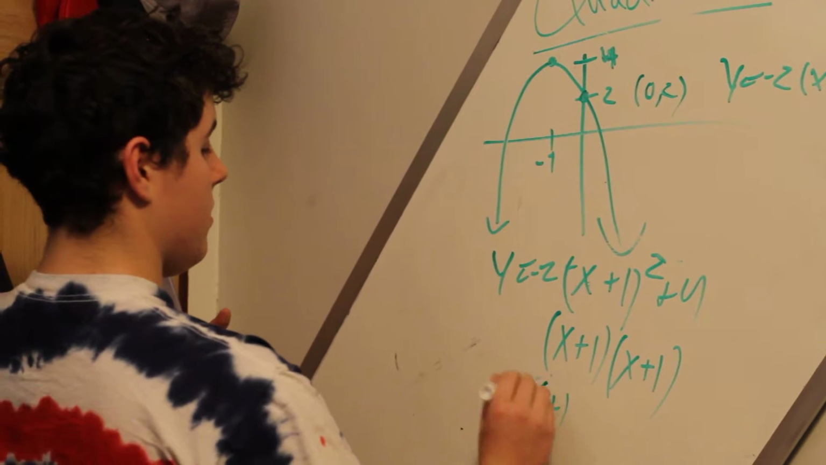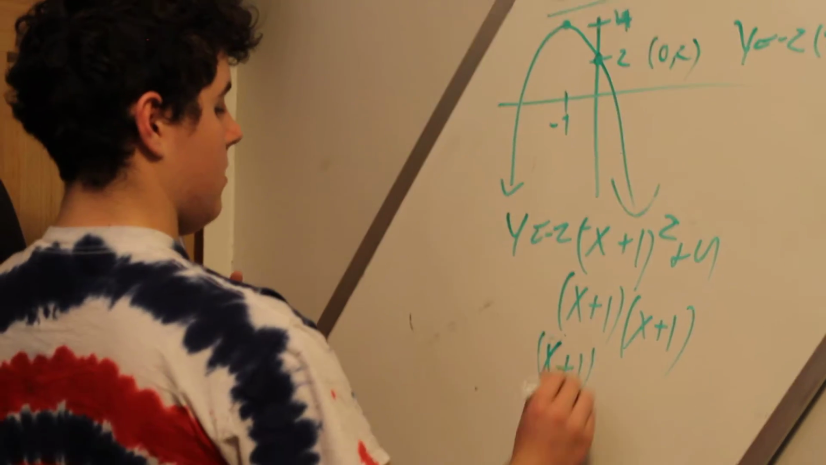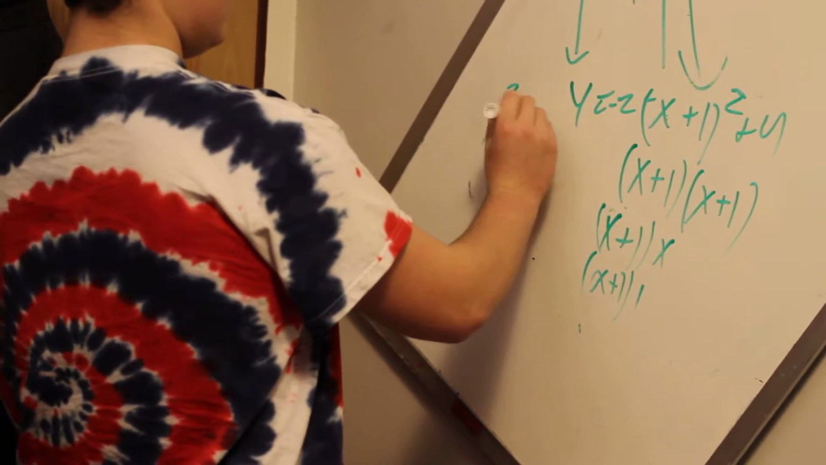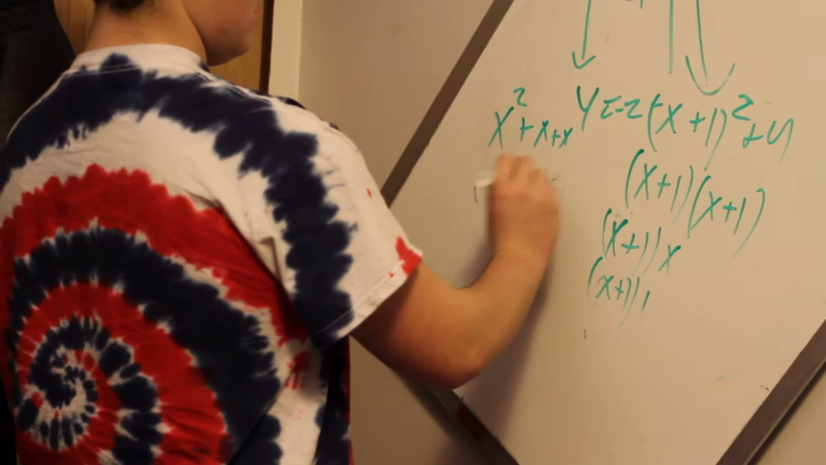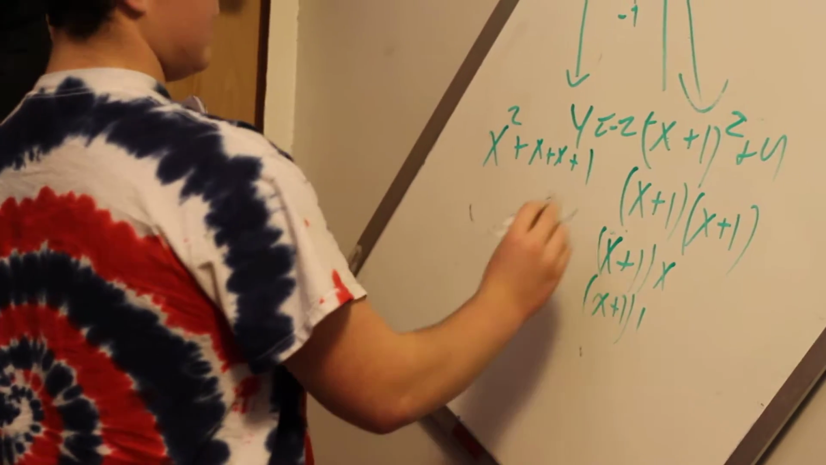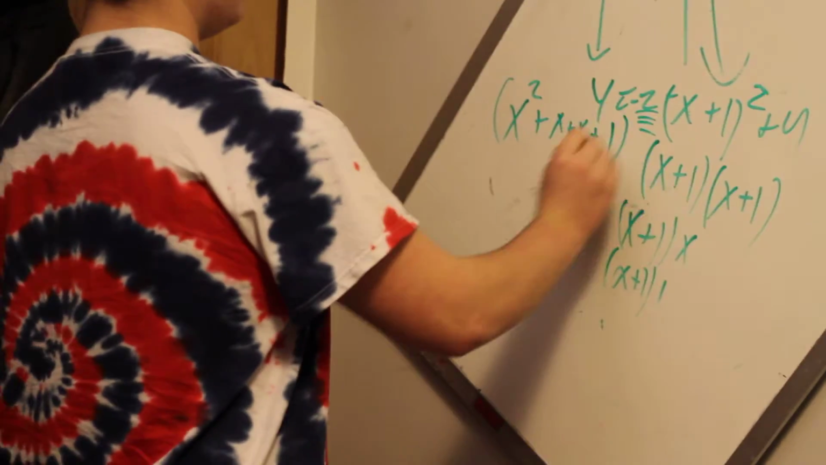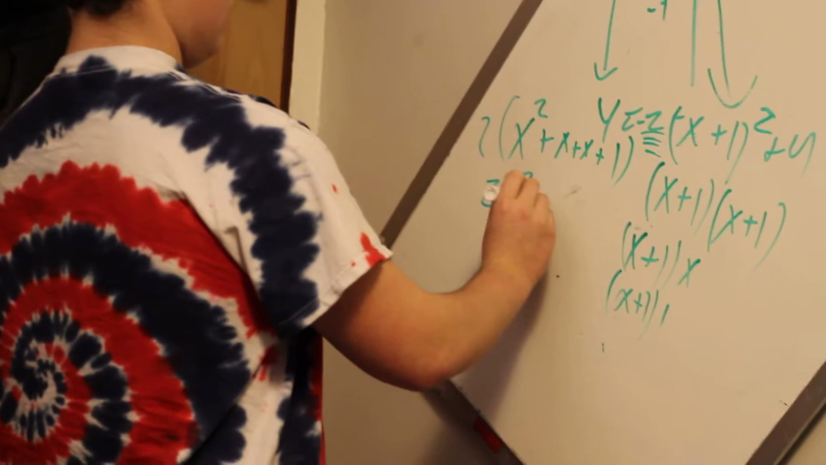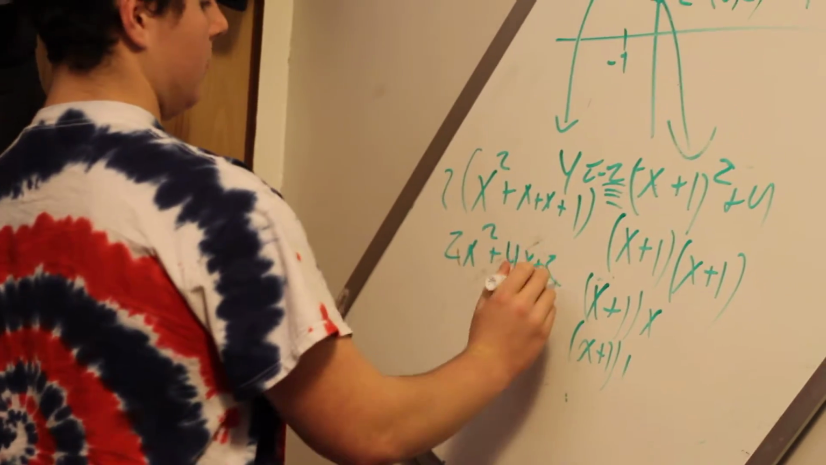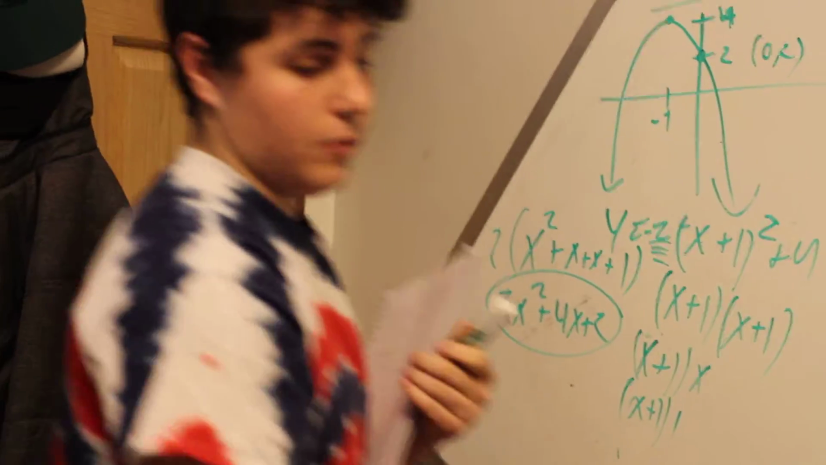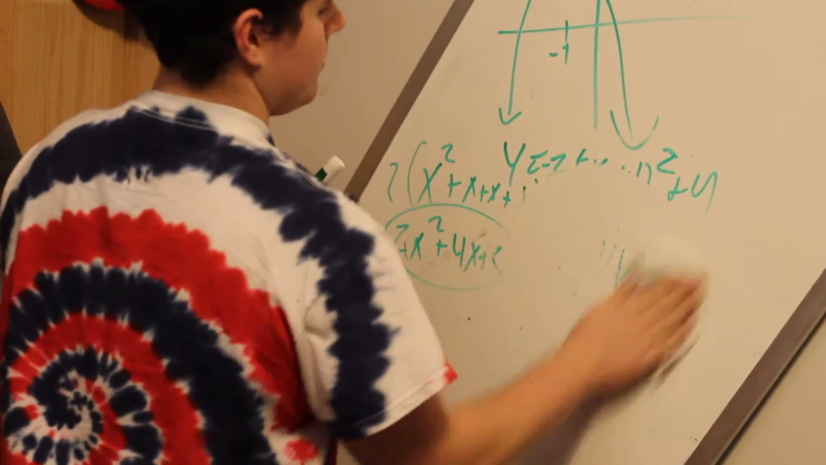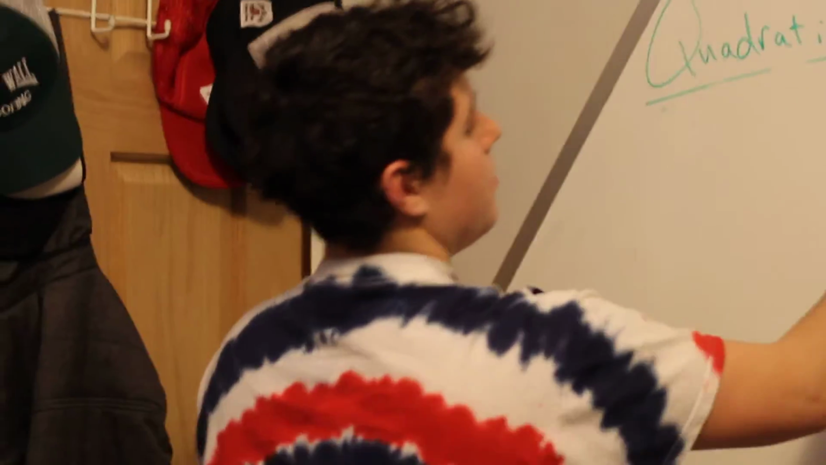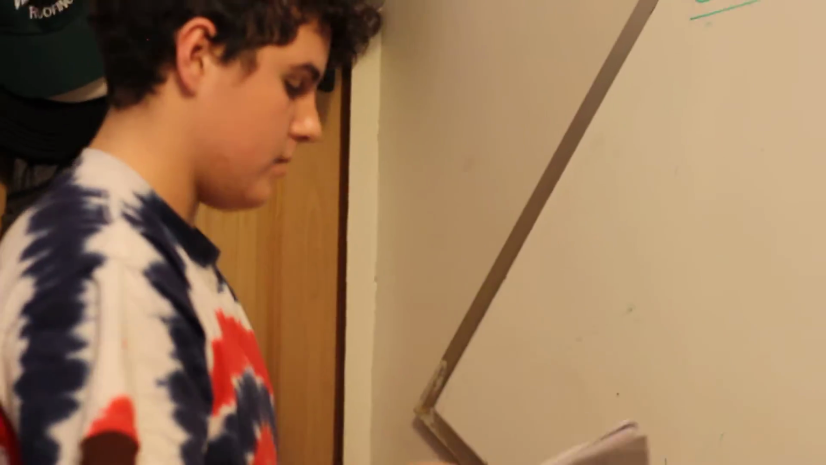So we have x plus 1, x plus 1, x times 1. So now we have x squared plus x plus x plus 1. But now we remember we have this 2, so we have to distribute the 2. And now we have 2x squared plus 4x plus 2. And this is what our standard form version of that function would be. Perfect. Those were the 2 examples. And now I'm going to write up on the board the problems I'm going to assign to you guys.